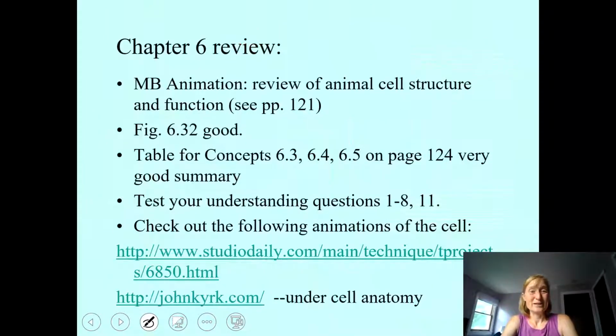Now for review. There are lots and lots of ways to review this chapter. A lot of important material in this chapter, so take your time, review what the structure of each part of the cell is and how it functions and how it relates to the bigger cell.